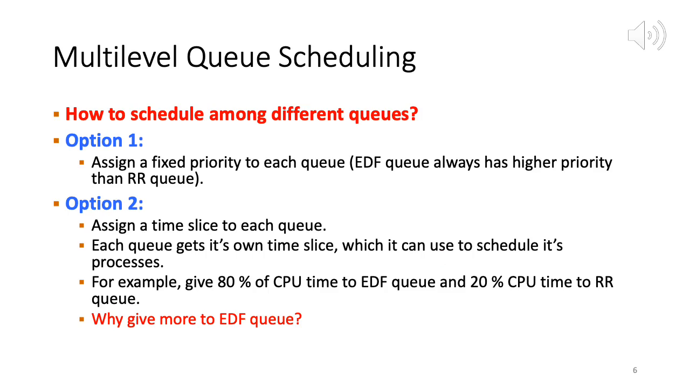So now I am on slide 6. Looking at the previous slide where we have 4 queues: real-time, system, interactive and batch, the question is how do you schedule among the different queues? Which one goes first, which one goes second and so on. So you have some options. Option 1 is assign a fixed priority to each queue. So you say real-time queue is the highest, then system, then interactive, then batch.